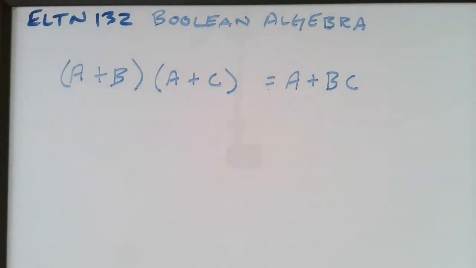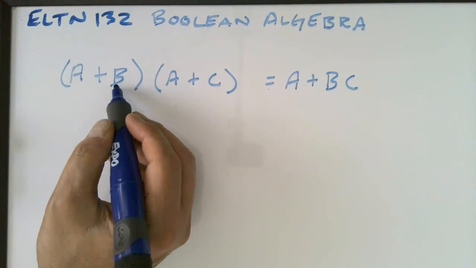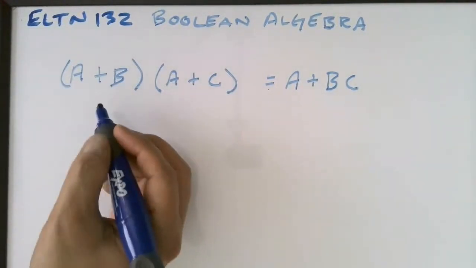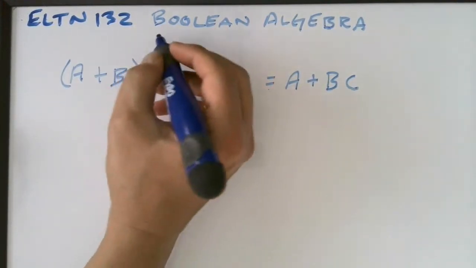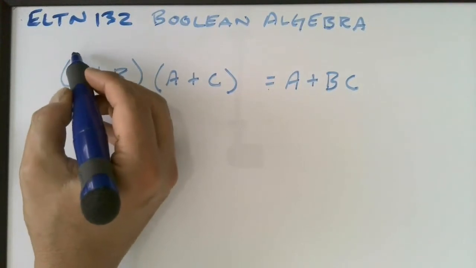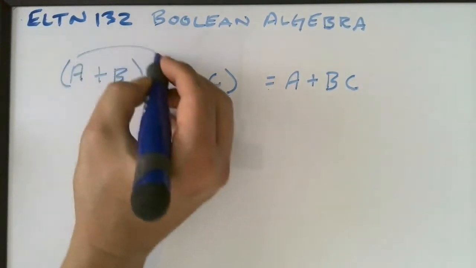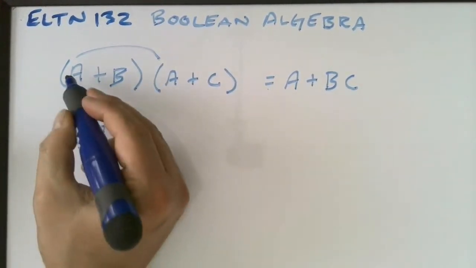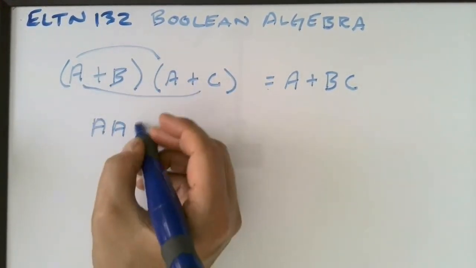So in this case, in an equation like this, we have A or B ANDed with A or C. Using the FOIL method, which if you remember back to algebra stands for first, outside, inside, last, we can group these terms together. So for example, the first term would be A and A. Outside would be A and C.